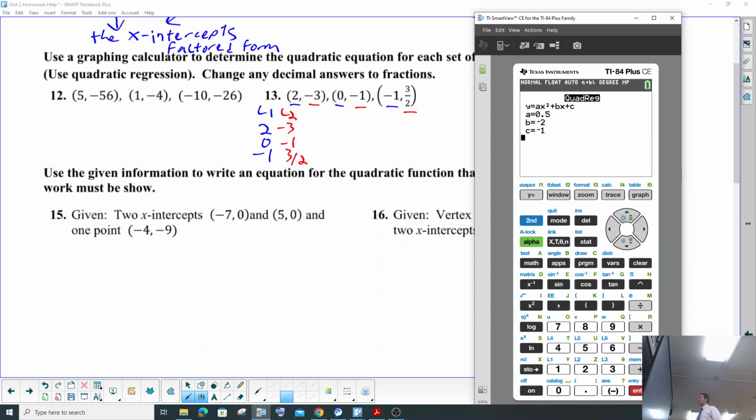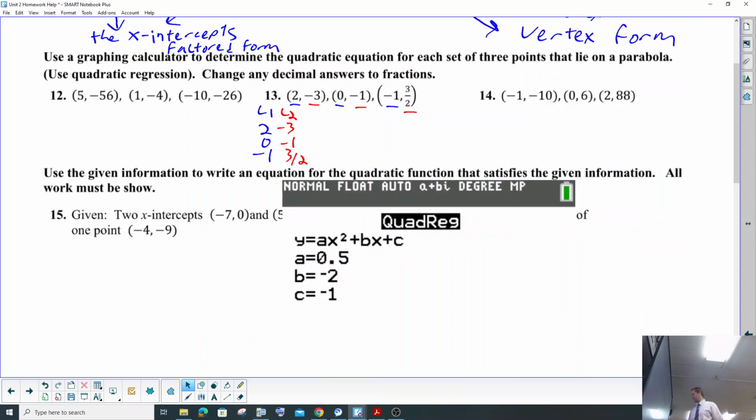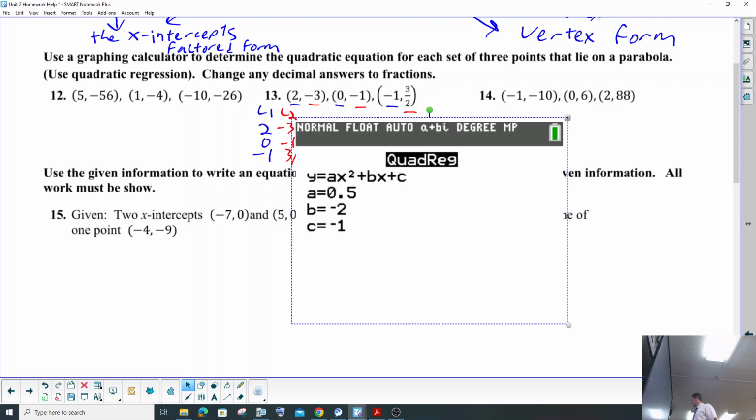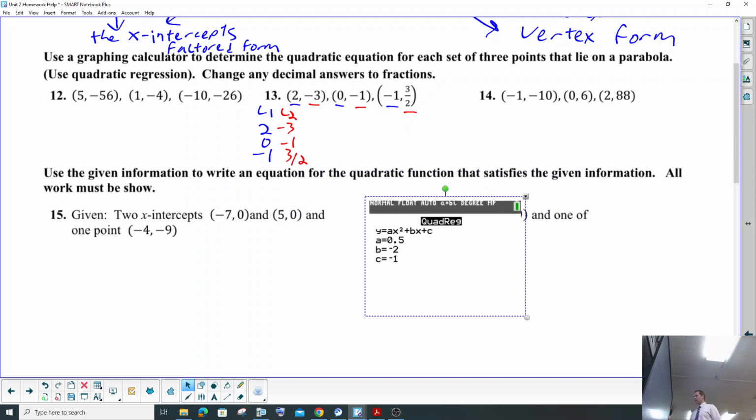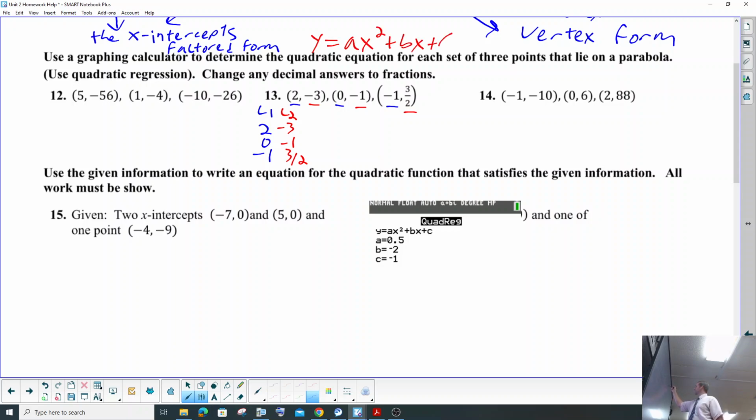And so that gives us our answer for number 13. So there we go. There's our answer for number 13. And so now we go ahead and write that down, our answer. Our A, B, and C. Remember, you got to put it in standard form. So what's standard form? Y equals AX squared plus BX plus C.